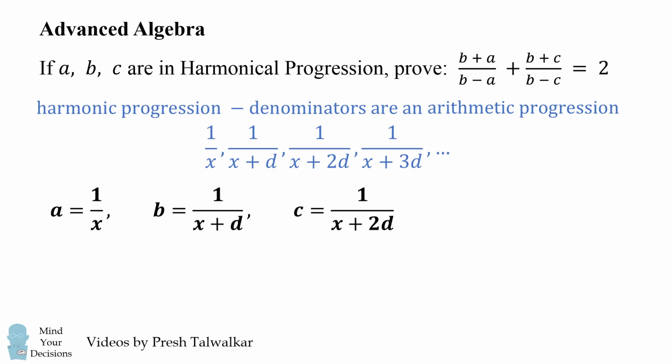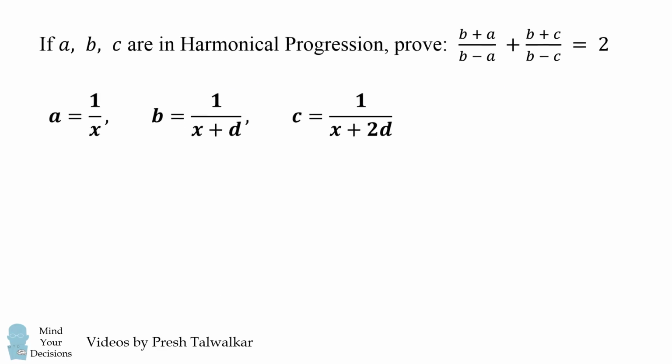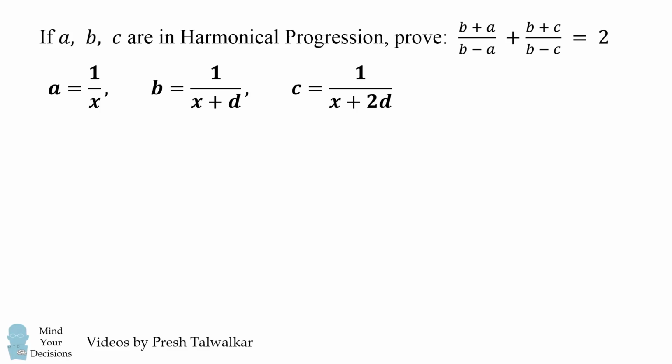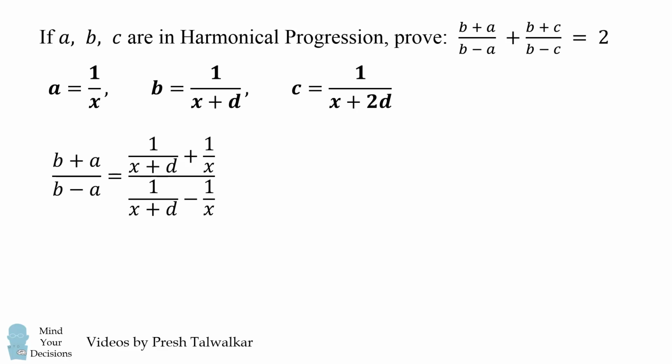So we might as well say that a is equal to 1 over x, b is equal to 1 over x plus d, and c is equal to 1 over x plus 2d, for some common difference d. So we'll take this and we'll substitute it in and see if we can simplify our expression. So we first do b plus a all over b minus a. We get a kind of complicated fraction, but we can simplify it with a little trick.